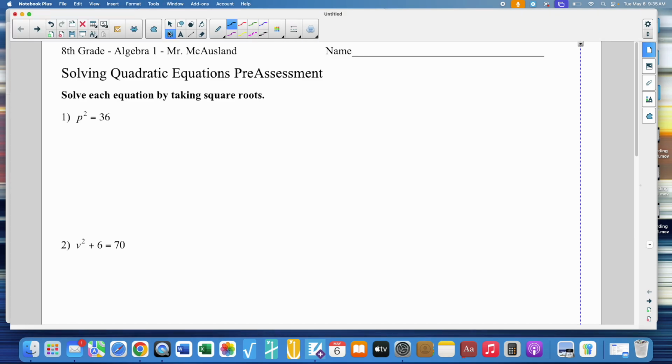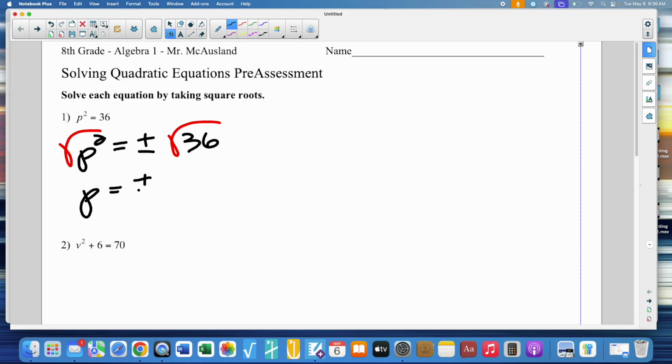Go like that. And this is the pre-assessment, and it says solve each equation by taking the square roots. We're going to isolate the variable being squared, and then we're going to take the square root in order to get rid of the square. So first thing we're going to do is take the square root of both sides, and that leaves us with, we're going to take the square root of p squared. Whenever we take the square root of a variable being squared, we have to introduce a plus or minus outside of the radical. And so the square root and the square will cancel, leaves you with p.